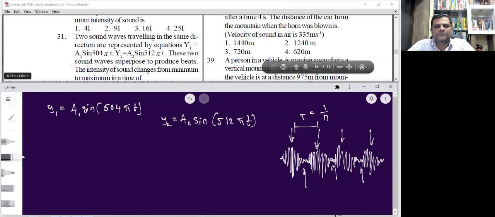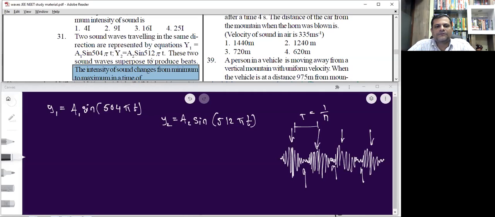देखो यहाँ पे ये जो यहाँ पे लास्ट स्टेटमेंट जो है ना वो पढ़ो ठीक से एक बार. The intensity of sound changes from the minimum to maximum in a time of. मतलब यहाँ पे minimum हो गया, ठीक है, और यहाँ पे maximum होने वाला है, तो इनके बीच में जो time period है, that will be actually half of the period of beats, which is going to be t by 2, correct है, and this t by 2 is to be found out here.